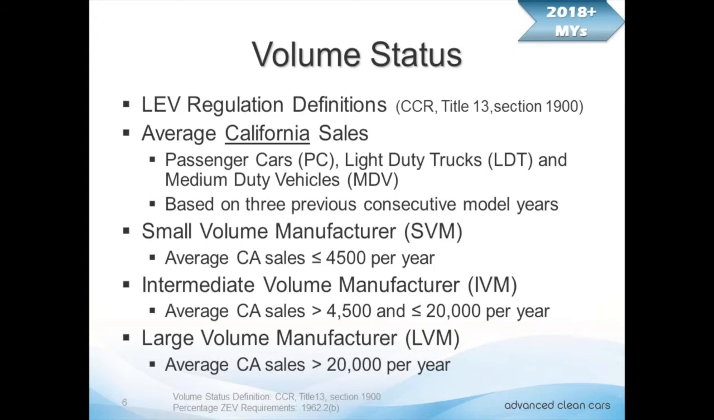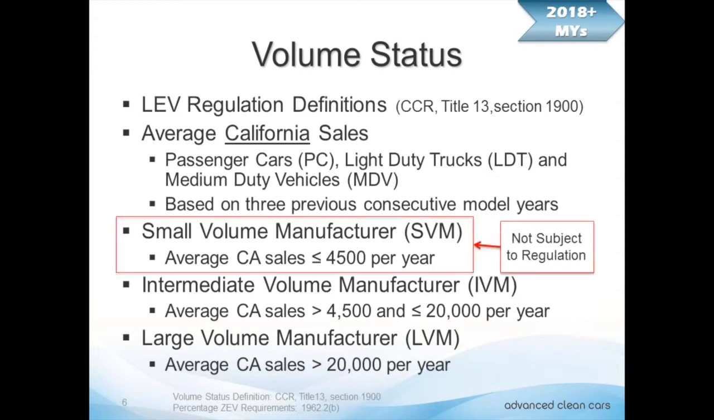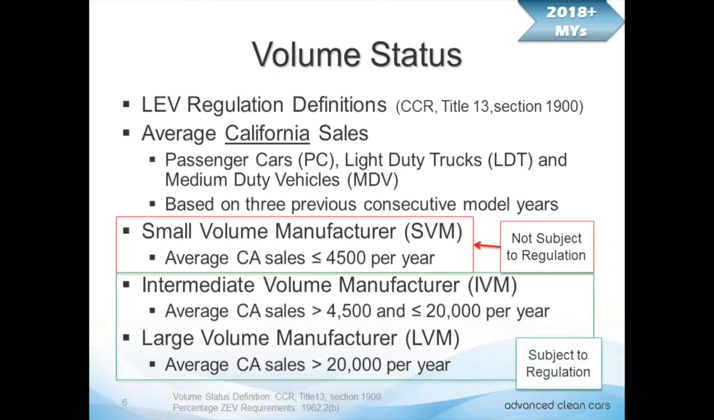Volume status matters because it lets you know if your company is subject to the regulation. Small volume manufacturers are not subject to the regulation, whereas intermediate and large volume manufacturers are. While the definition of a manufacturer's volume status is defined in the definitions of the LEV regulation, how a manufacturer transitions between volume status is defined within the ZEV regulation.